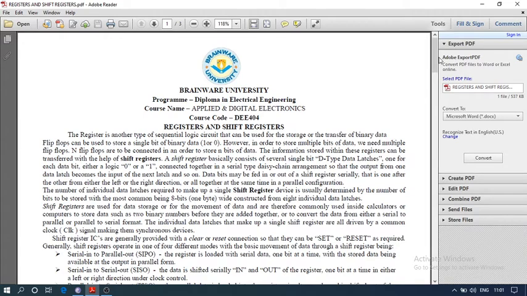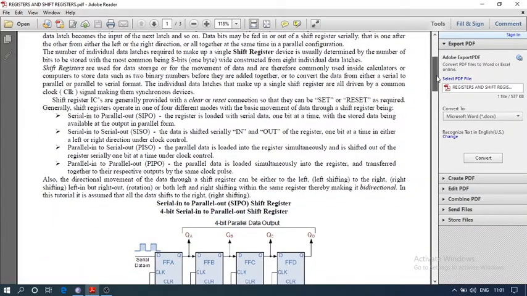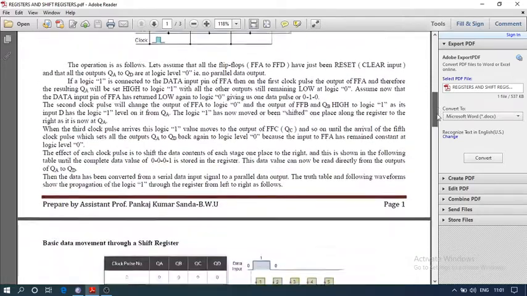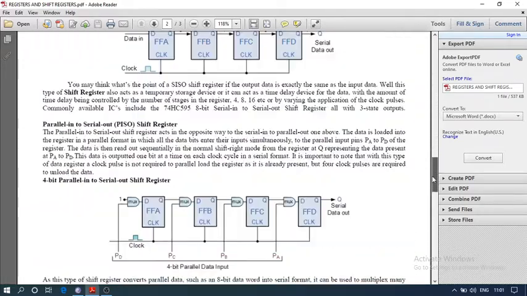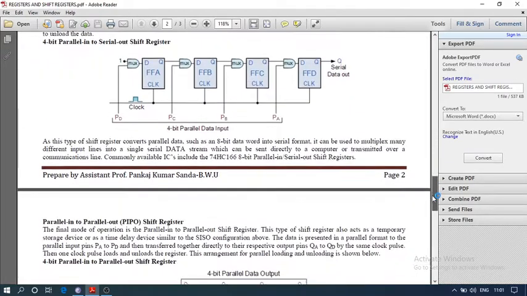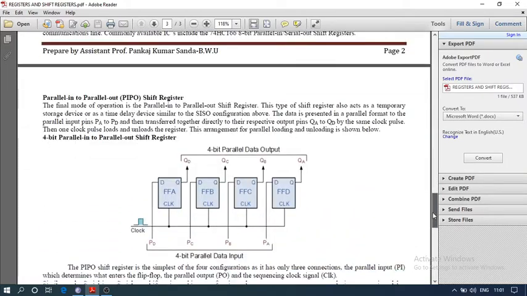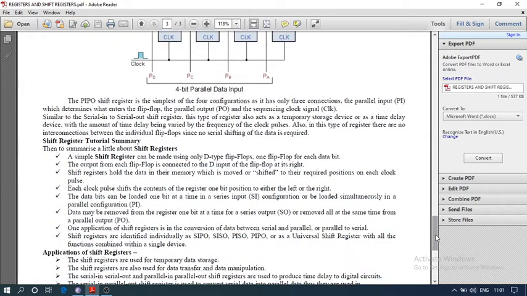The register, shift register, storage register, SISO, SIPO, PISO, that is parallel in serial out, and PIPO, parallel in parallel out, and these four are the block diagrams of the register. And in the next class we will discuss the counter.